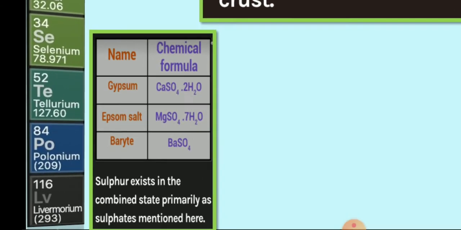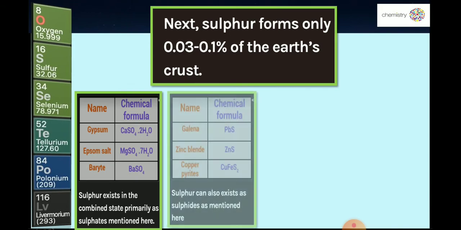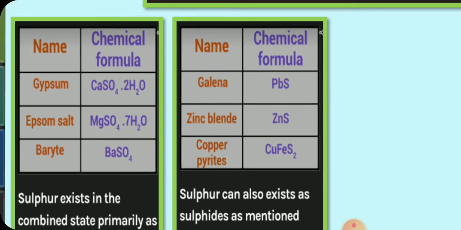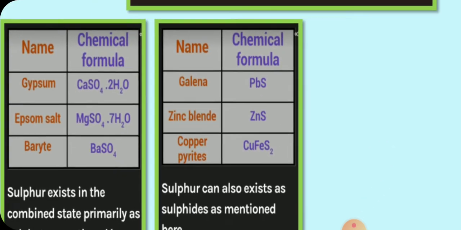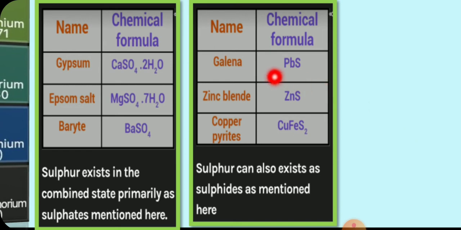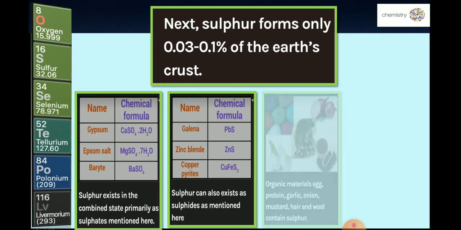So these are the existence of sulfur in the combined state, mainly in sulfate form: calcium sulfate, magnesium sulfate, barium sulfate. Then, sulfur is also present in sulfide form. Lead sulfide, PbS, is commonly called galena. ZnS, zinc sulfide, is commonly called zinc blende. And CuFeS2 is copper pyrites. These are the sulfide ores of sulfur.